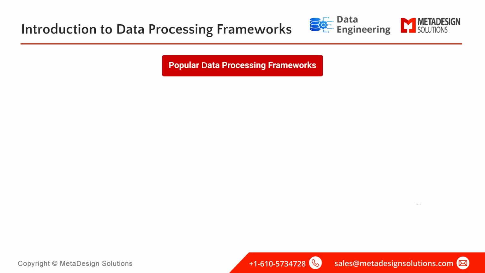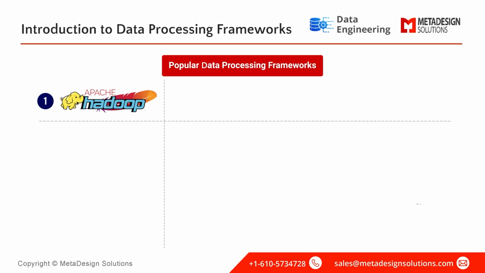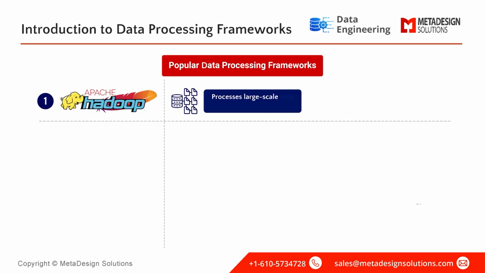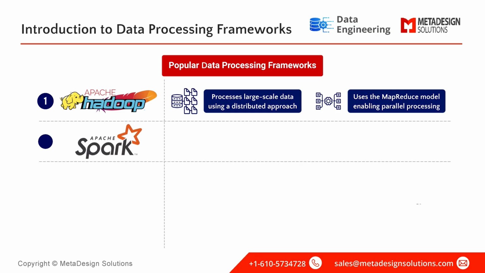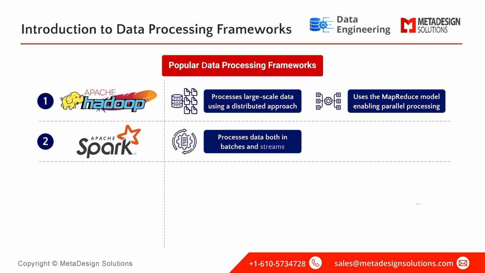Some of the most popular frameworks include Apache Hadoop. One of the earliest frameworks, Hadoop processes large-scale data using a distributed approach. It uses the MapReduce programming model to split tasks across multiple nodes, enabling parallel processing. Apache Spark. Known for its speed, Spark processes data both in batches and streams. Its in-memory computation capabilities make it much faster than traditional frameworks like Hadoop.